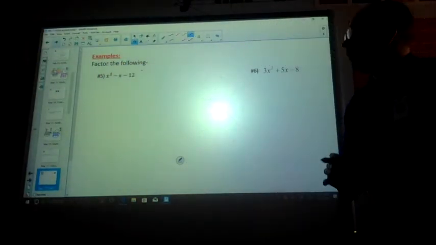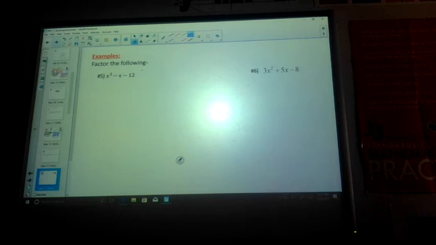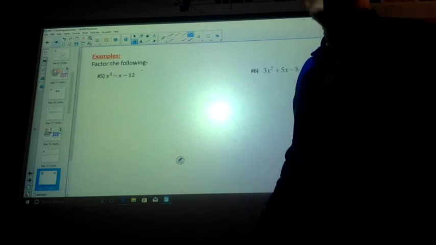We good? Can we do it? Item 1 on problem number 5. Is there a greatest common factor? Can I factor an x out of all 3 terms? No. Can I factor any other number out of all 3 terms? Just 1, right? So we're not too worried about that.